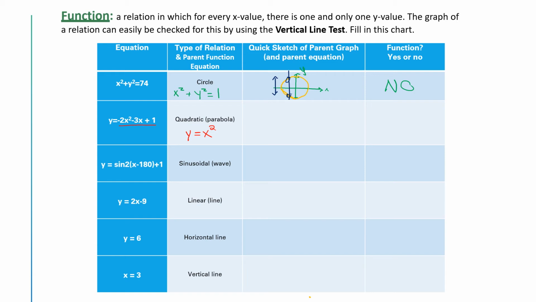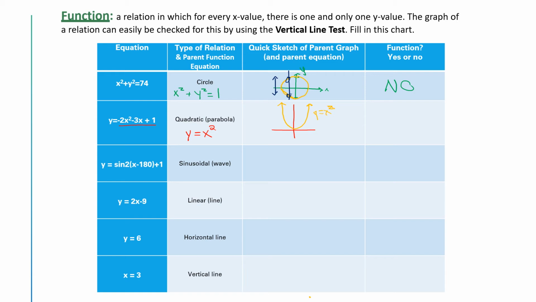So the parent graph, y equals x squared, here's my y-axis, here's my x-axis. My parent graph is just the basic parabola. It passes through 0, 0, 1, 1, 2, 4, 3, 9, 4, 16, and the same over here. So there's my parent. I should probably be writing the equation there too. That's y equals x squared.